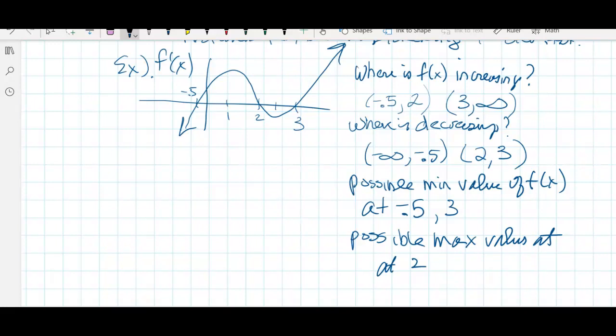And that's it. So again, take time to understand relationships. I can give you the function and ask about concavity, in which case you've got to quickly find the second derivative. I can give you the function and ask about where the original function is increasing, decreasing. You only have to find the first derivative.